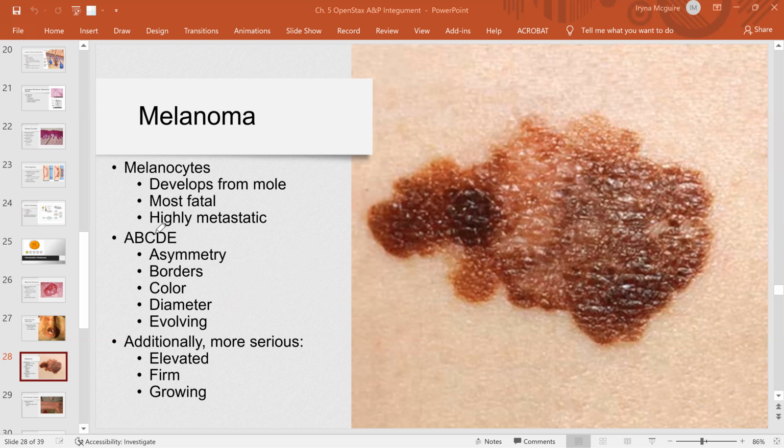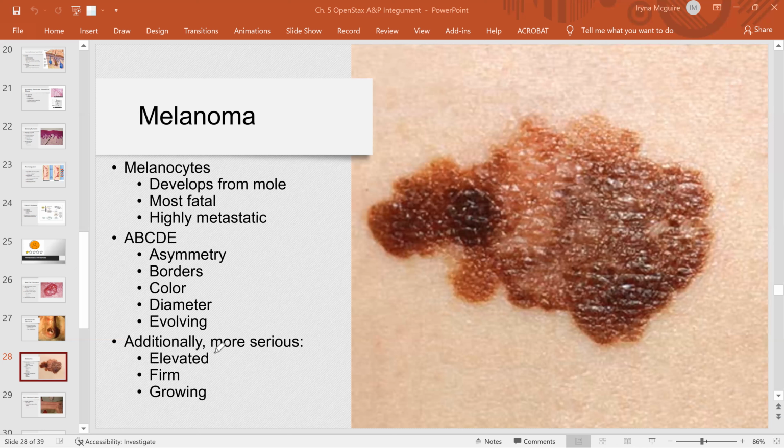So again, A, B, C, D, E. A for asymmetry, B for borders, which might be elevated, as I just said, C for 2 or 3 different colors, D for diameter more than 5 millimeters. Oh, I'm sorry, did I say centimeters? Oh my goodness, 5 millimeters, 5 millimeters. And E for evolving, which means it's changing over time.